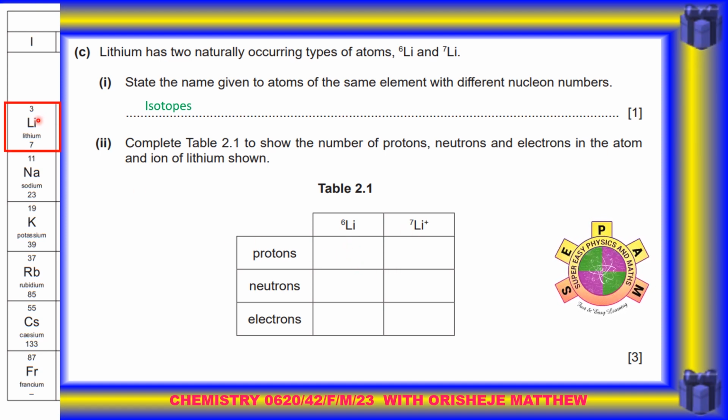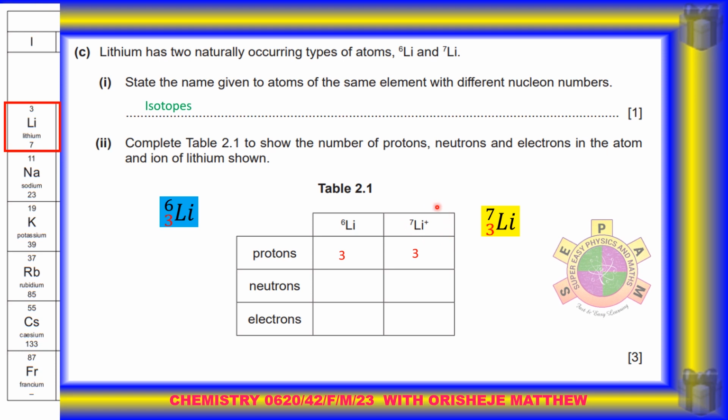So for lithium, we have lithium-6 and the other one is 7. So this one has 3 protons and this one has 3 protons. Why? Because protons do not take part in the formation of ions. It is the electrons that are lost or gained. So the number of neutrons, how do we know that? Subtract this from this, that will give 3. Subtract this from this, that will give 4.